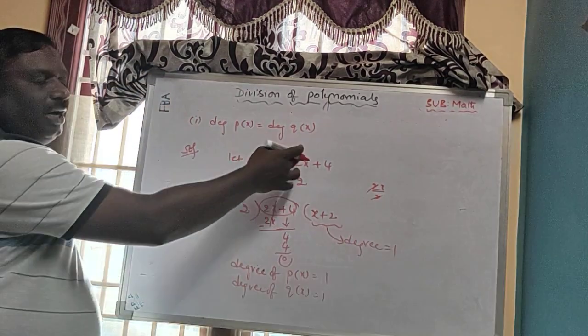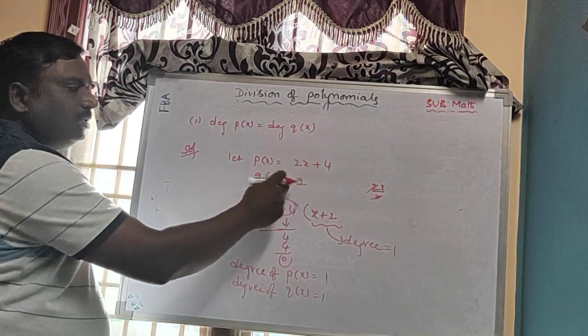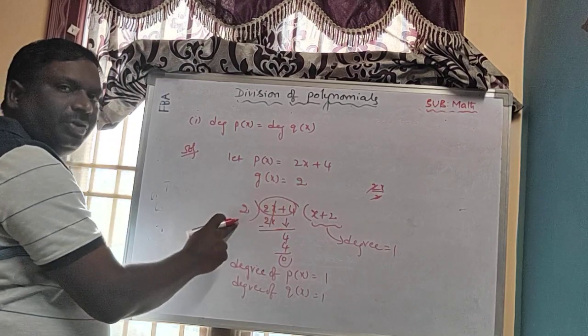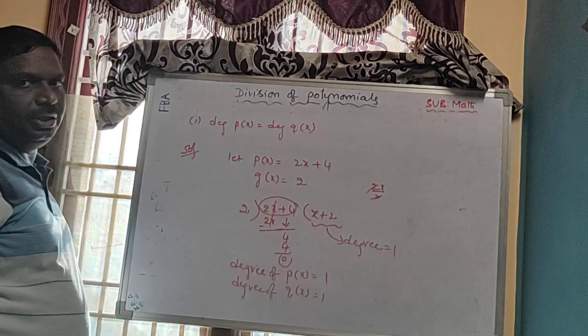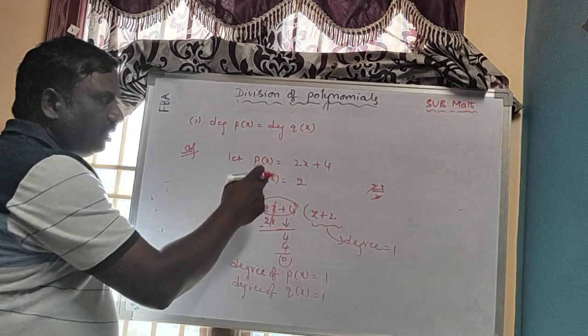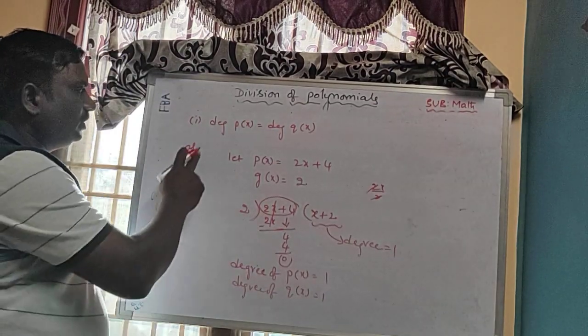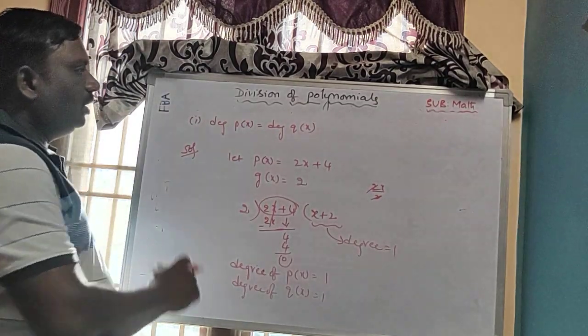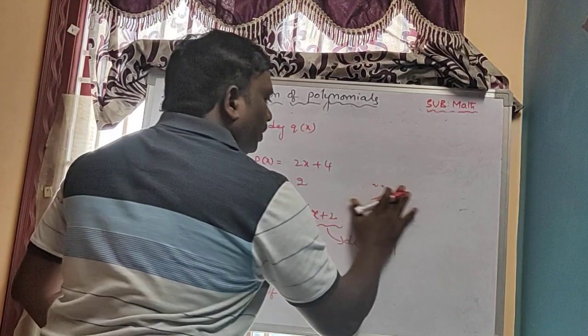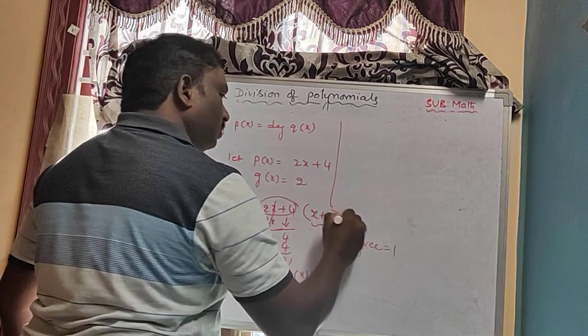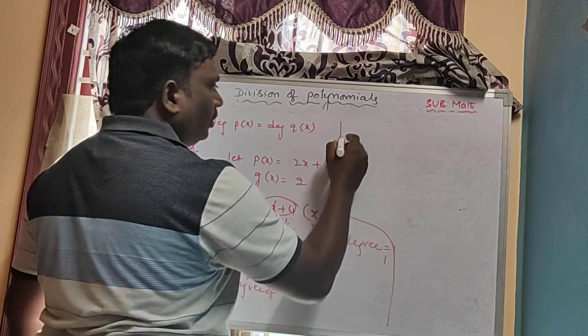When you take the common factor for any polynomial p of x, then with that common factor, if you divide, definitely you will get the same degree. Okay, so that's why I am taking these two examples. This is the first question, and similarly we can take the same example for the third question also. What is the third question from that?